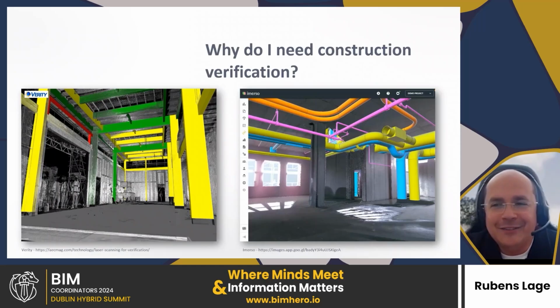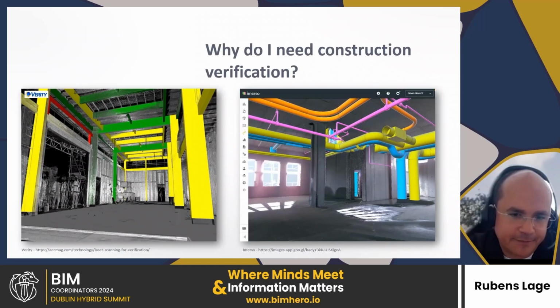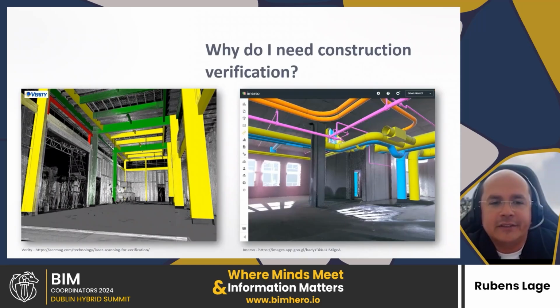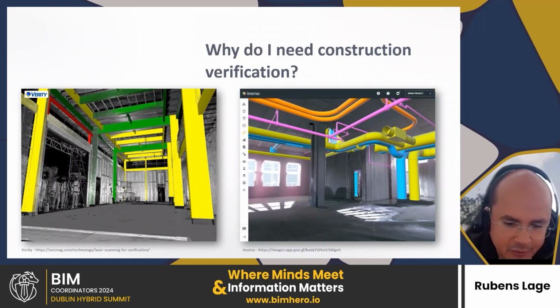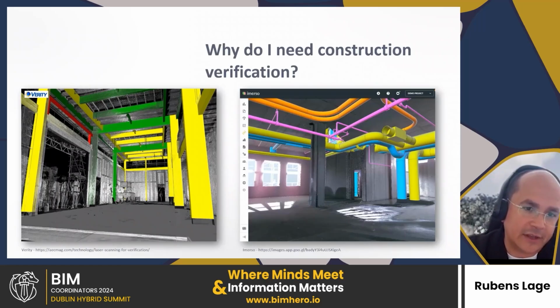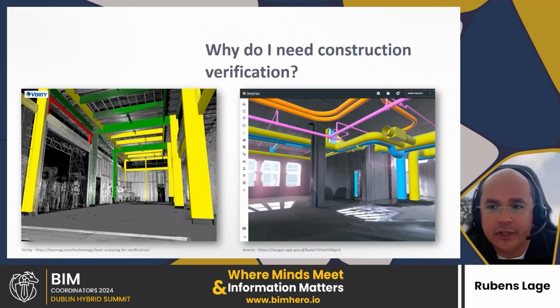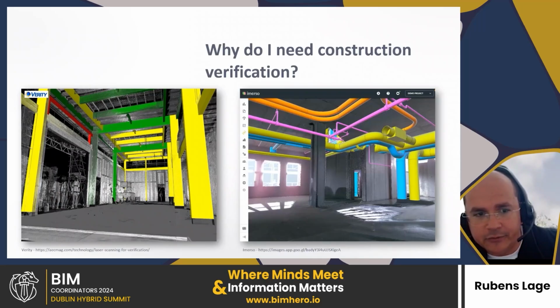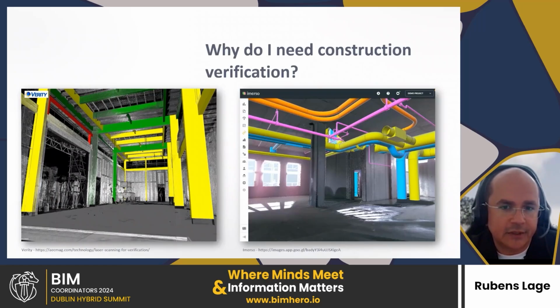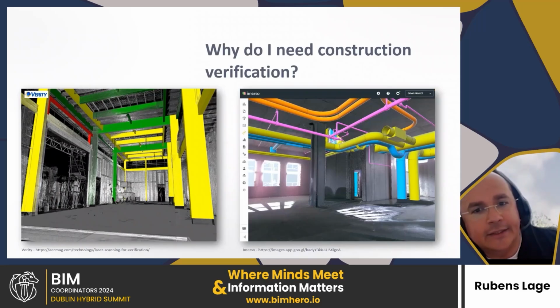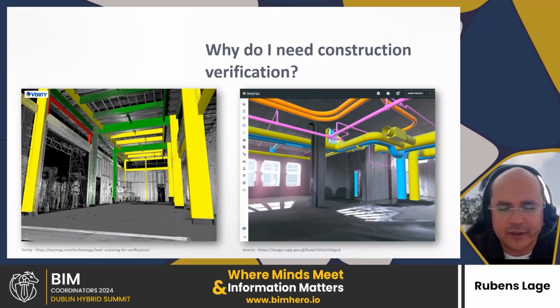So, why do I need construction verification? Because things are not perfect. Everybody knows that the more specialized the team is, even with a very highly qualified team, we are never going to get things exactly right. Here are some examples. The columns in yellow are off position, so they're not built exactly as per design. Green is okay, within the design tolerance.